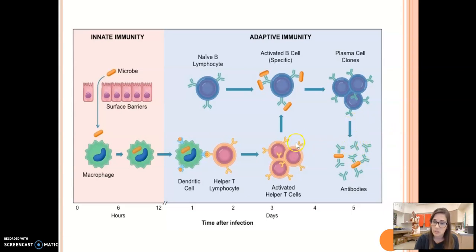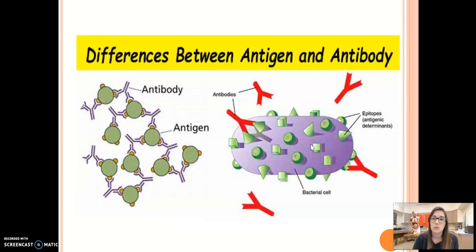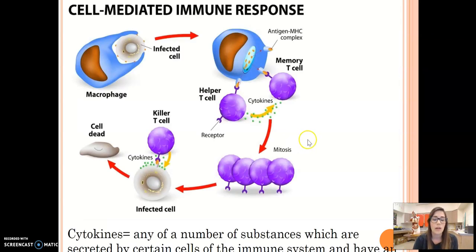So again, antigens are proteins on the surface of cells. Antibodies are these Y-shaped proteins that help out with immunity. And again, you're going to explore that further in the activity today. So again, the difference between antigen and antibody. Here's an antigen, these proteins on the surface of the cell. Antibodies are these Y-shaped proteins that B cells produce.